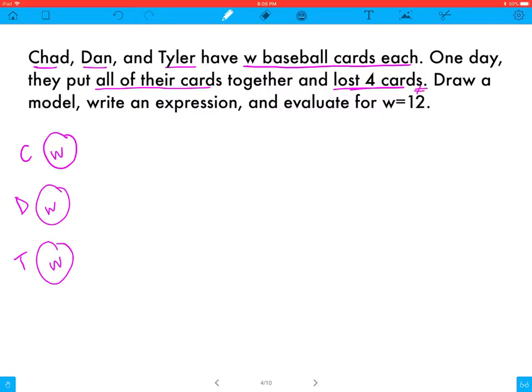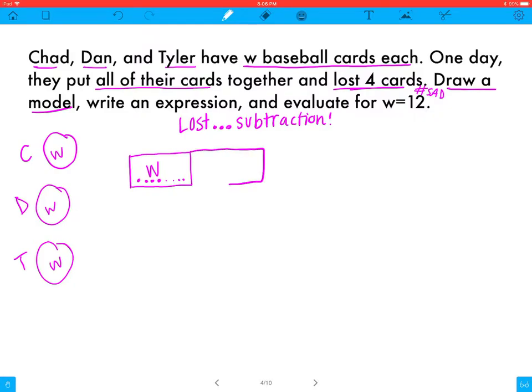So one day they put all their cards together. They're like, hey, let's put all the cards together. And they lost 4 cards. Hashtag sad. And I know that when they lose 4 cards, I'm probably going to be thinking subtraction. So that's where my mind's going. Let's start with a model. I'm thinking I'm going to draw a really long rectangle total, so I could split that up into tiny little rectangles. Now within these rectangles, I'm going to write W, and I'm going to draw some dots. Now these dots, I have 4 big ones and then some little ones. Why? Because I don't know what the W actually represents.